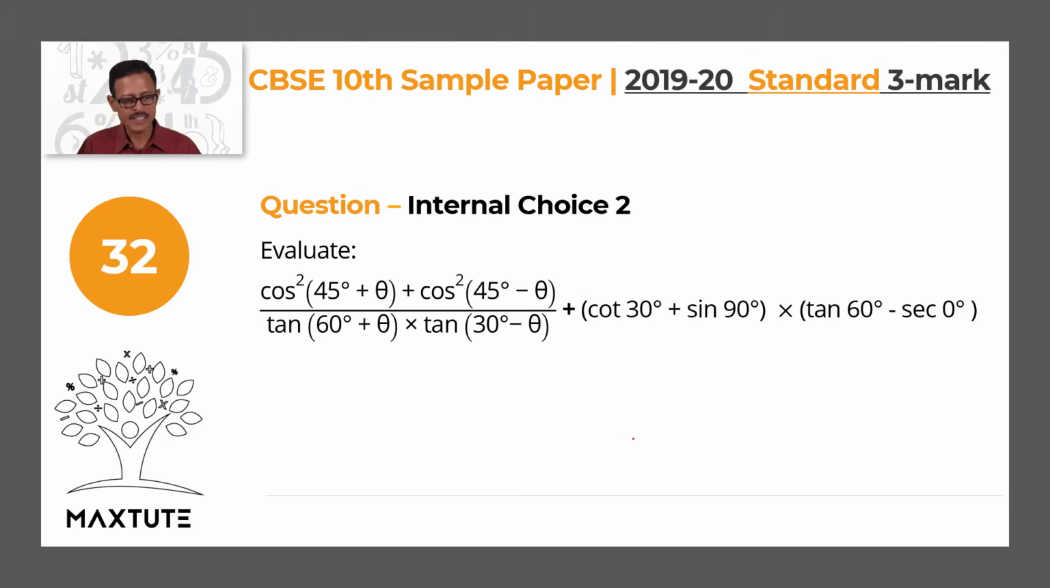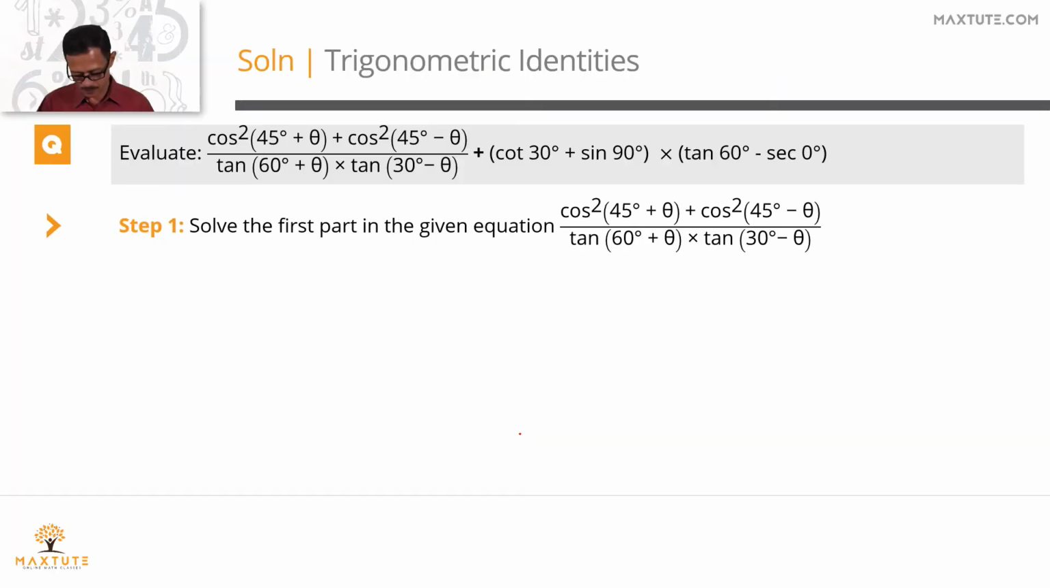So now to the second internal choice. This is an interesting one. This uses the trigonometric values of complementary angles. If you know how to use it, we get the answer. We'll split this question into two parts. We'll do this as part 1, we'll do this as part 2, and then add these two, because this is a very straightforward one. You know the values of all of these trigonometric ratios, so you have the answer to the second part. Let's start with the first part.